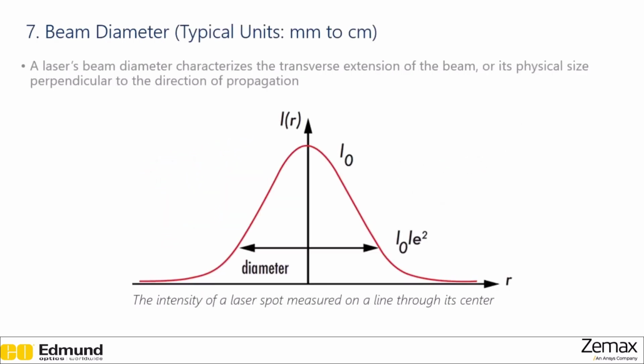The beam diameter of a laser measures how wide the laser spot is. Typically, we characterize it in terms of the intensity drop-off from the peak intensity at the center of the laser spot. When the intensity has dropped to 13.5% of the peak value, that is what we define as the diameter. This 13.5 comes from 1 over e squared, which gives 13.5%.